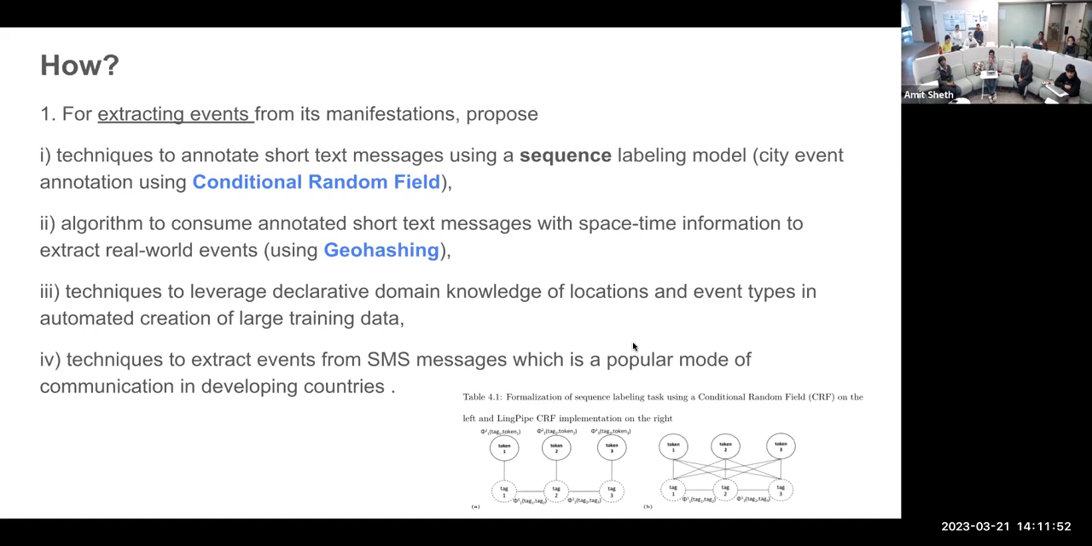And then the how part, it includes basically three sections on each of the three problems he tries to solve. So for extracting events, he proposed techniques to annotate the short text messages using sequence labeling model. He used the probabilistic graphical model conditional random field for city event annotations.